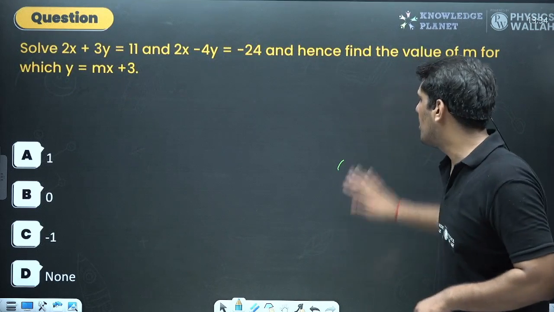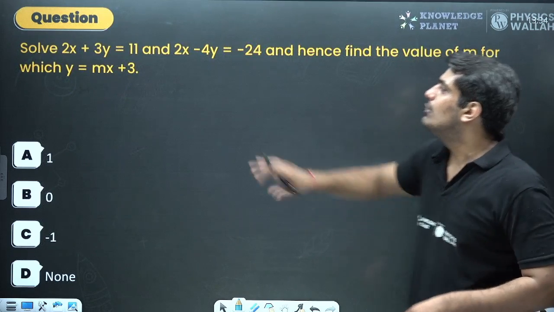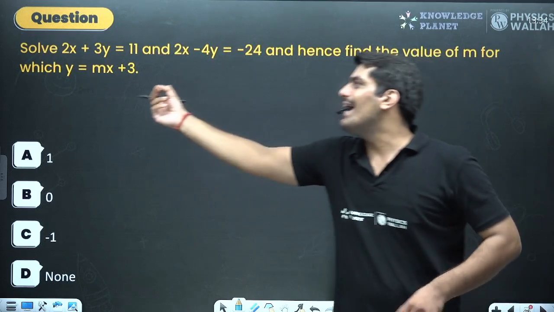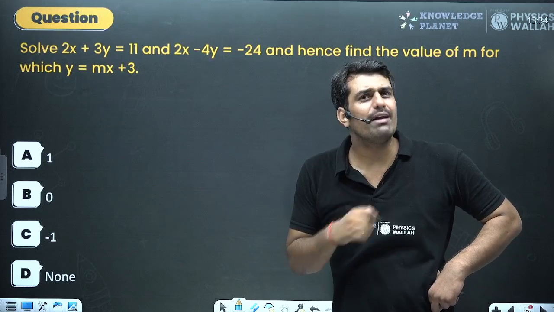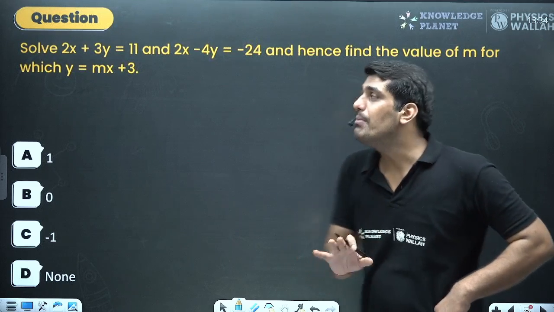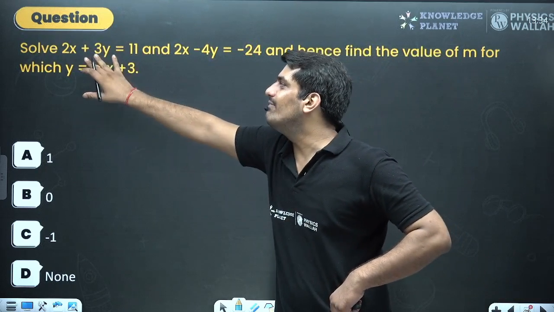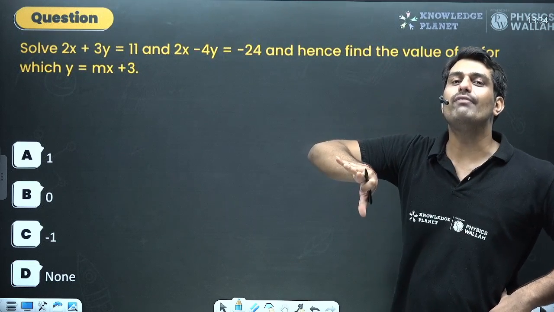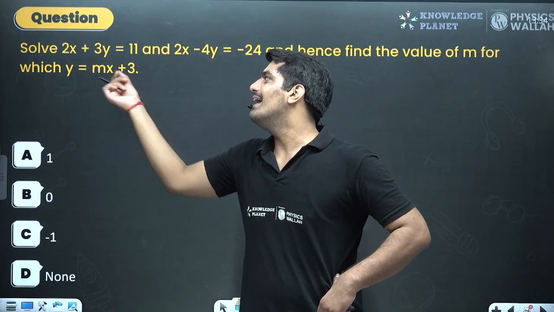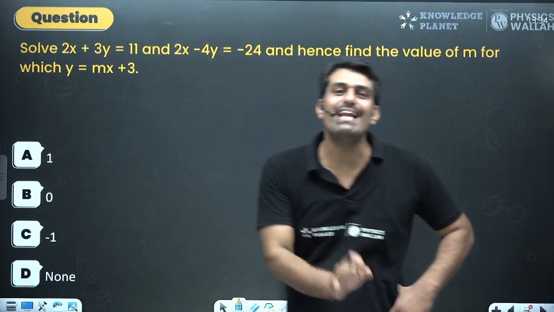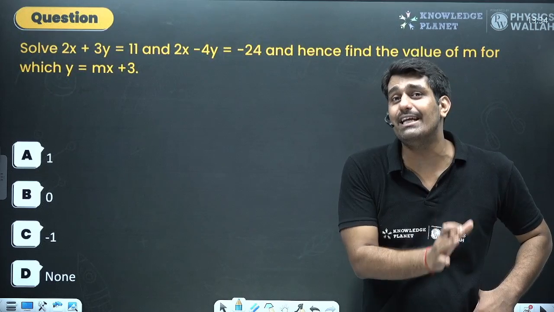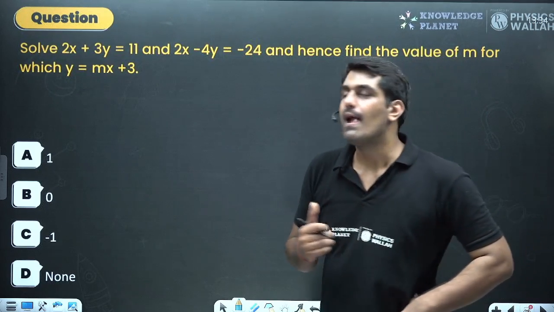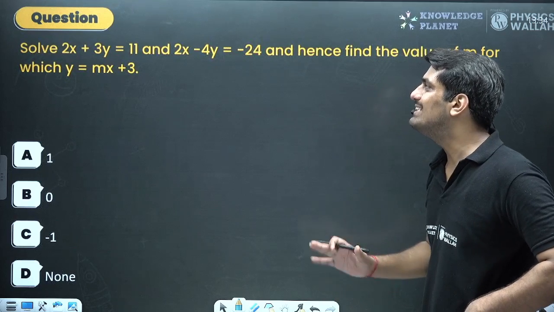Next problem over here. Solve the two given equations and hence find the value of m for which y equals mx plus 3. I'm not able to understand the question, sir. The problem is very simple. They are saying find the value of x and y from the given pair of linear equations. Once you have the value of x and y, you can replace the values of x and y in this part, and then you will end up with a simple linear equation in terms of m. You will find the value of m from there. I hope you can try this one. A very simple part.